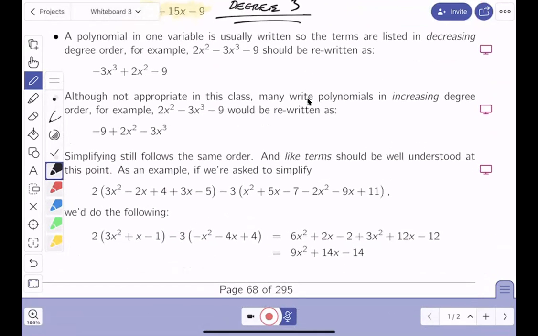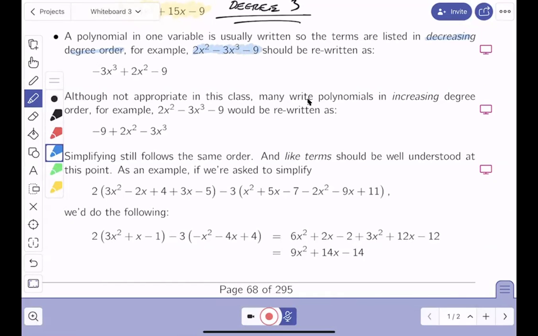A polynomial in one variable is usually written so the terms are listed. By the way, when we say usually, not always, all right? So this is like a usual thing. They're usually written where the exponents go down in decreasing degree order. For example, this one over here, we don't mind the way it's written, but it looks peculiar to some people. They write it in a decreasing order of degree.